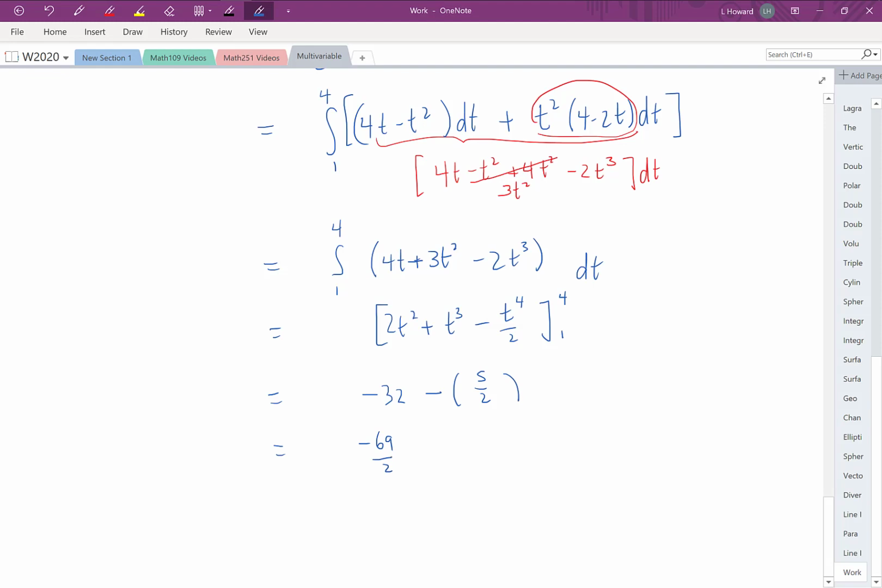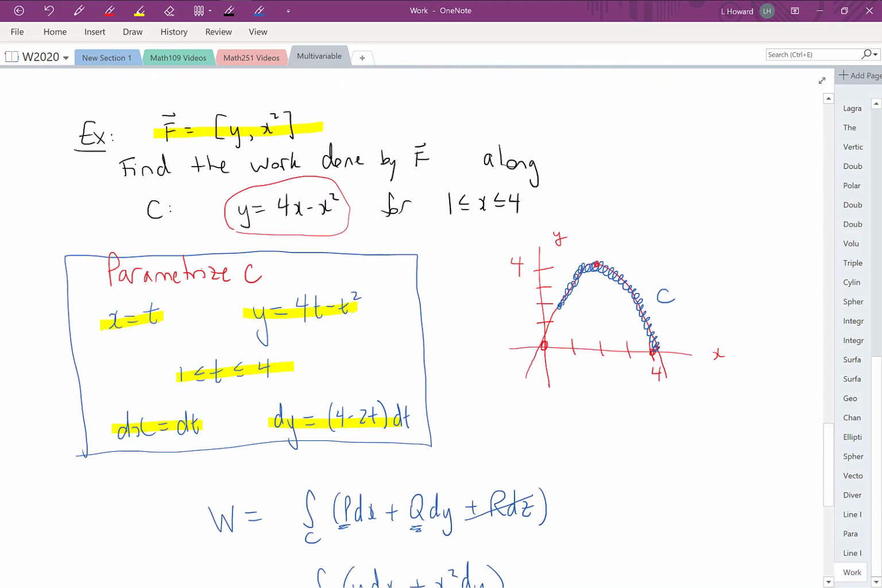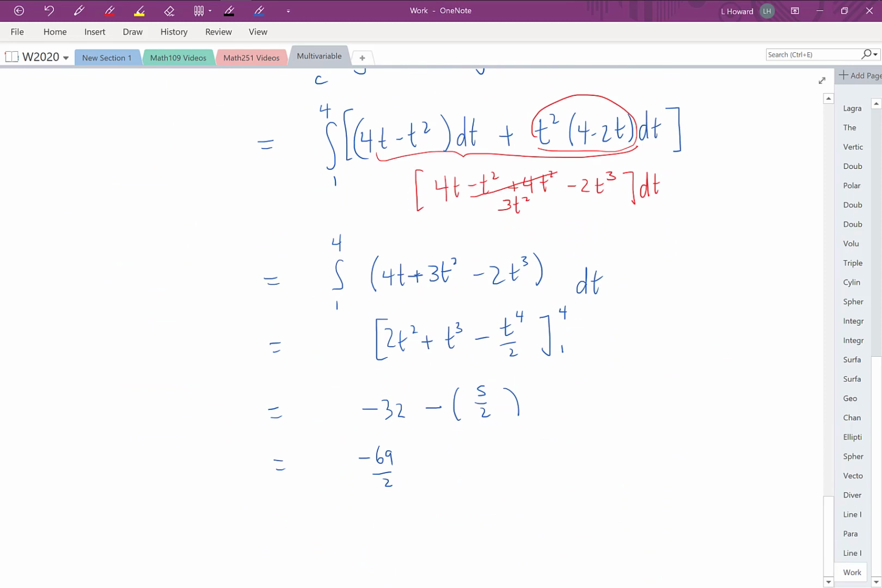Okay, and the physical interpretation here, remember what we're doing? We're calculating the work done by this force field along just this blue section of the parabola here, just this finite portion of the parabola. So interesting that the work came out negative here. Want to make a couple comments about that.